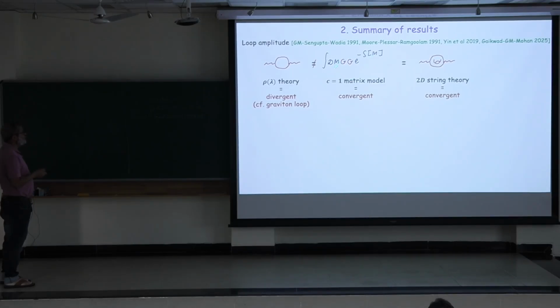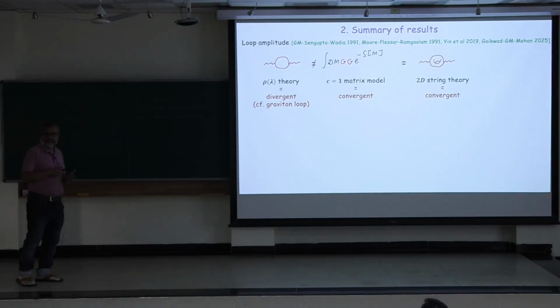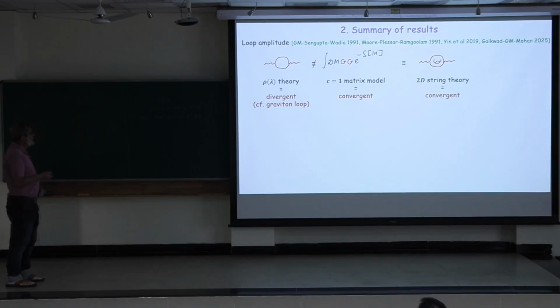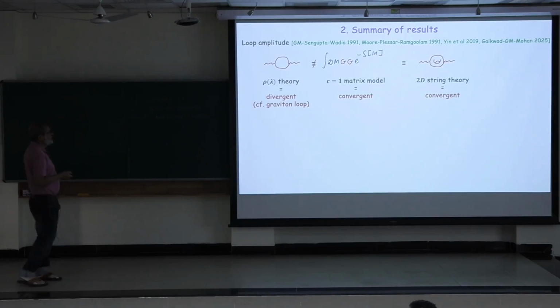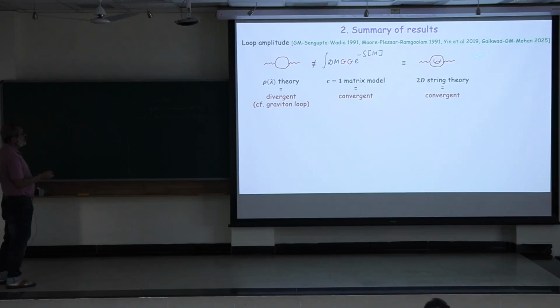Now, however, you can do this computation in the C=1 matrix model, and that's convergent. I'll explain later on how from the fermion theory it's more or less obvious why. I would probably not have time to do this calculation for the 2-point function, but for the 1-point function I'll say in some detail why this is divergent and this is convergent. And the 2-dimensional string theory result is also convergent. That's the usual ultraviolet finiteness of string theory. This matching has been done by Yin et al. in 2018, I think.